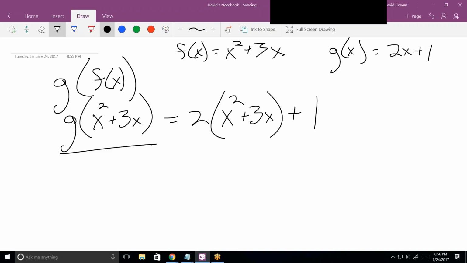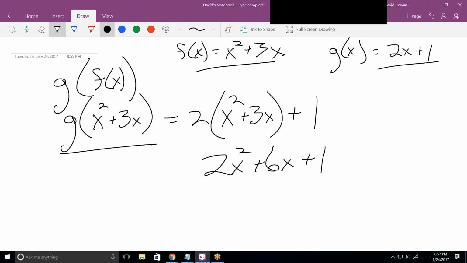And you end up with 2x squared plus 6x plus 1. No domain restrictions at all there, none there, none there. In other words, you do have to check all three functions, the individuals and the composite, for domain restrictions.